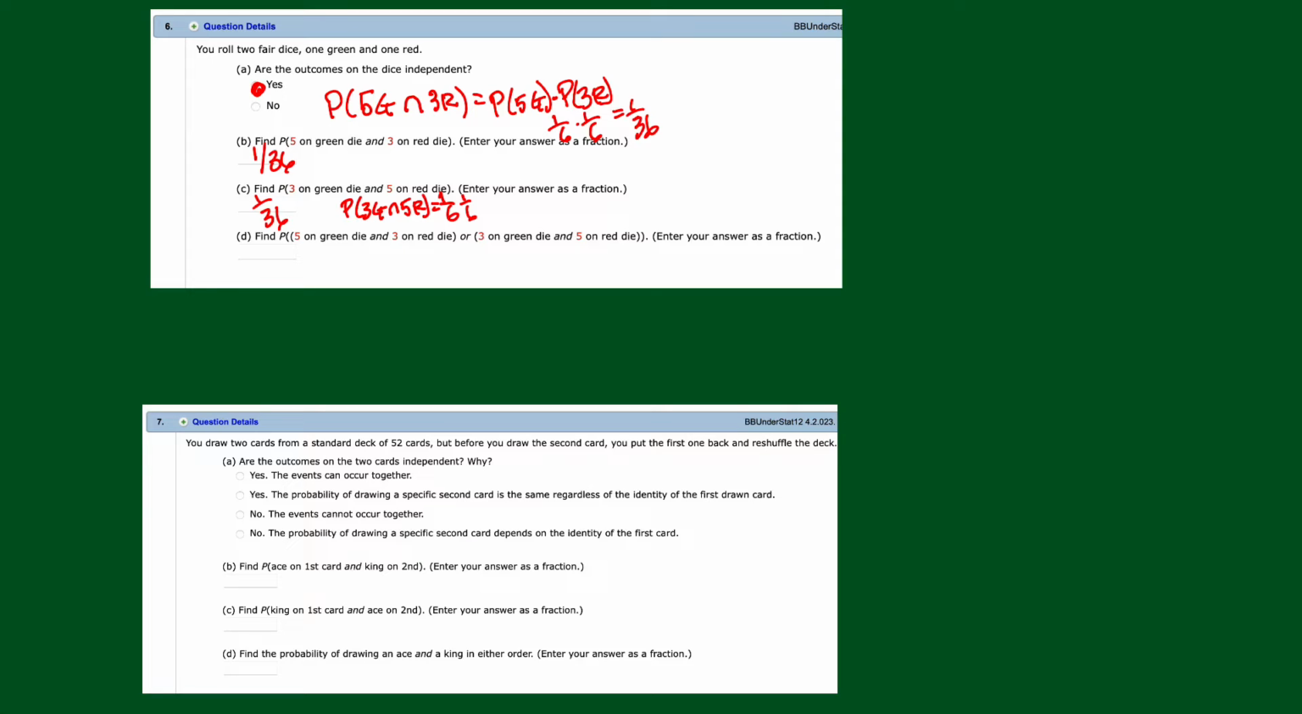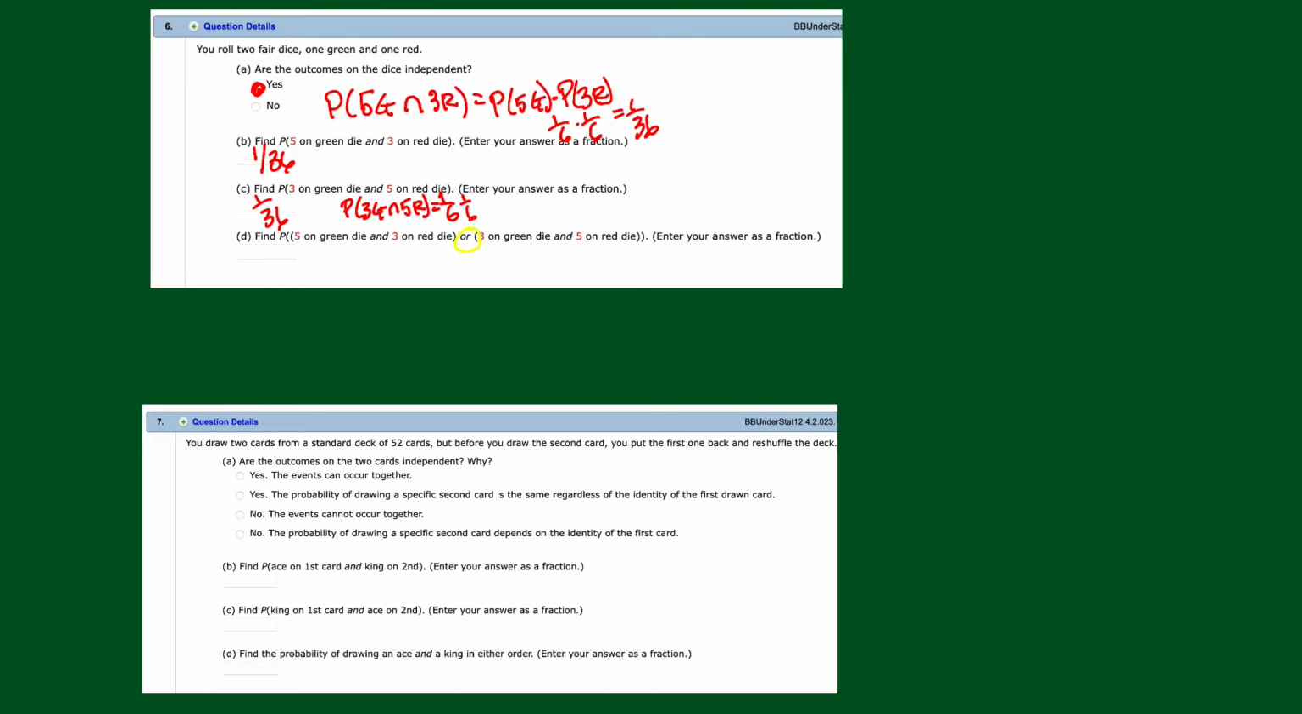Now, what about this next part? Well, what do we want here? A 5 on a green, 3 on the red. Okay, that was part B. Or a 3 on the green and a 5 on the red. That was part C. So I've got an OR here. All right, so I'm looking at an OR.